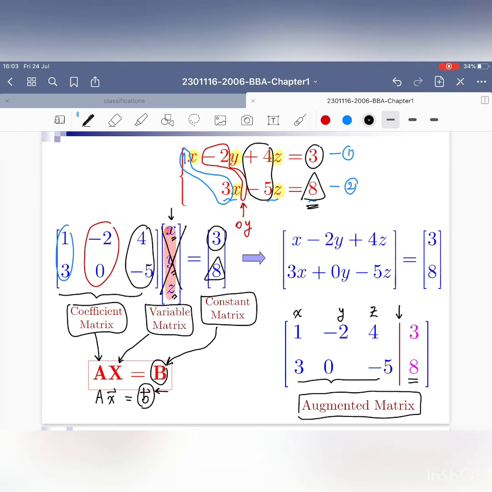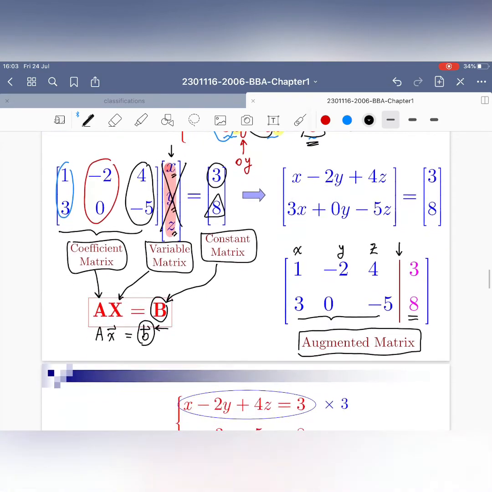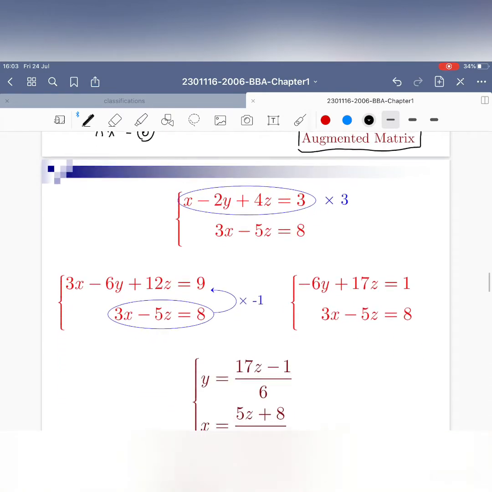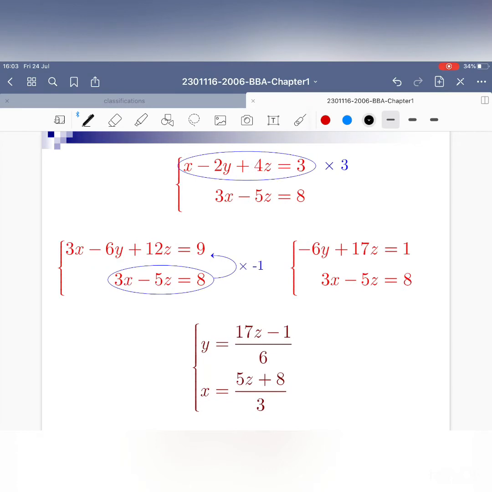And usually as we continue, we are going to look at this augmented matrix very often, right? So how can we solve this kind of thing, even though you are not that familiar with it, we still try to solve it. Usually to solve it, we are going to get rid of some of the variables. To get rid of a variable, we need to have the same coefficient for each of the variables that you need to get rid of.